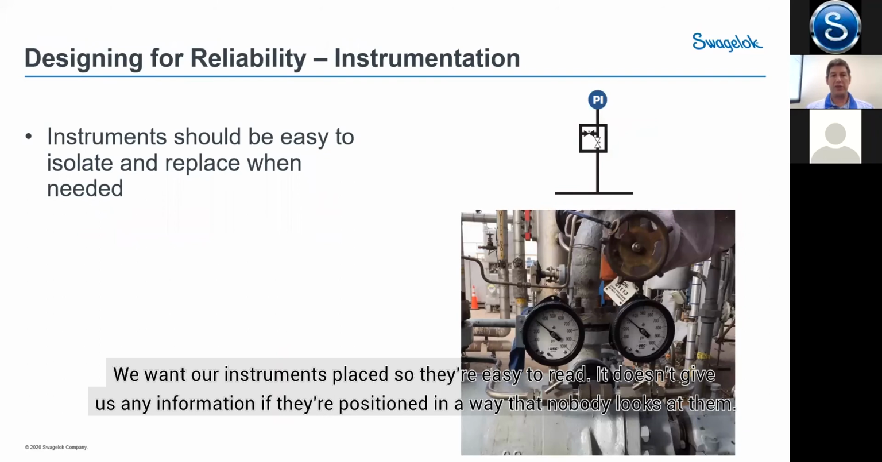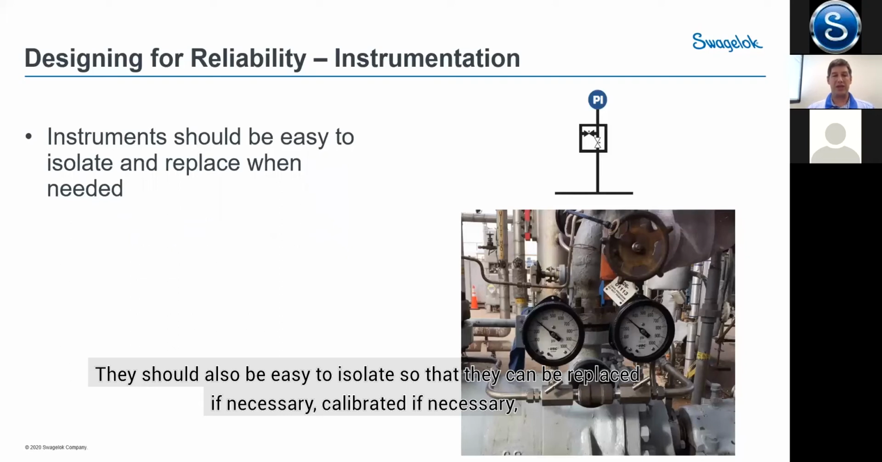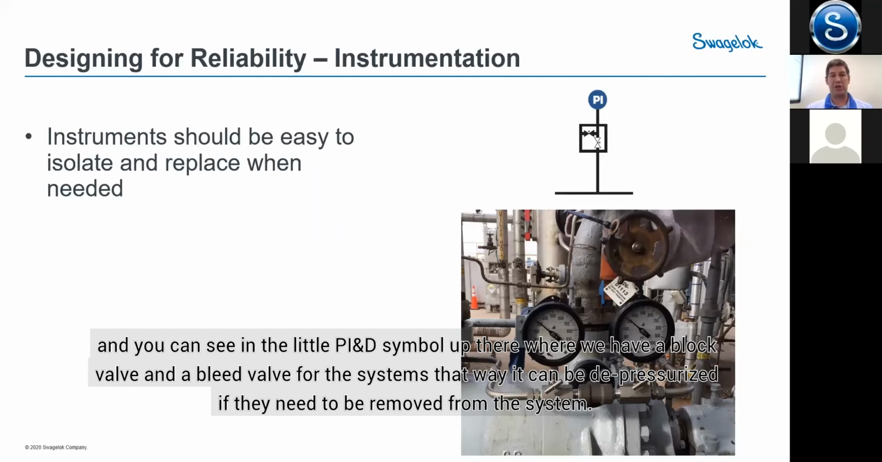We want our instruments placed so that they're easy to read. It doesn't give us any information if they're positioned in a way that nobody looks at them. They also should be easy to isolate, so that they can be replaced if necessary, calibrated if necessary. And you can see in the little P&ID symbol up there where we have a block valve and a bleed valve for these systems. That way it can be depressurized if they need to be removed from the system.